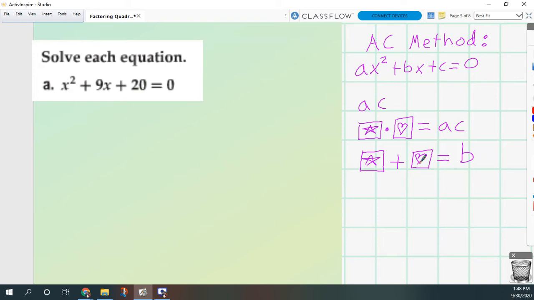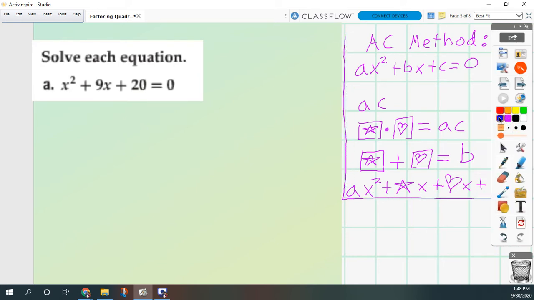Once we find those, we're going to use those two terms to break apart our middle term, and then we're going to factor by grouping, which we'll look at how to do in just a second. So now let's look at an example with some numbers like we have over here.